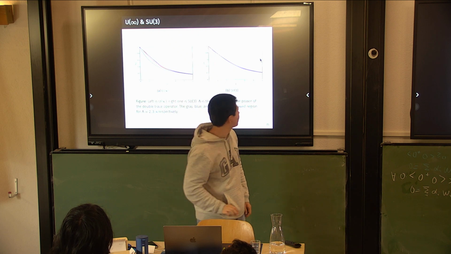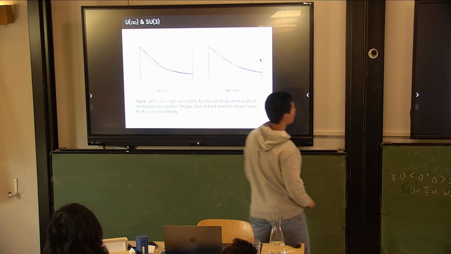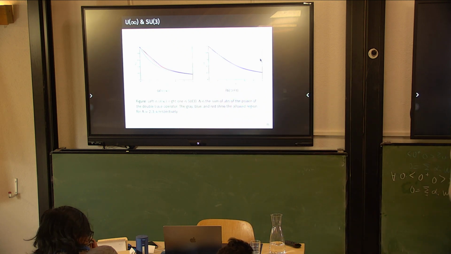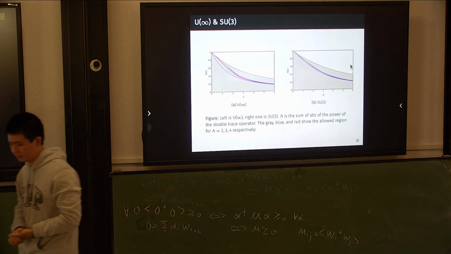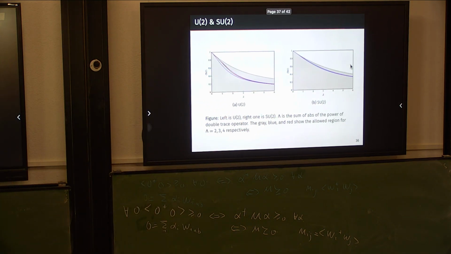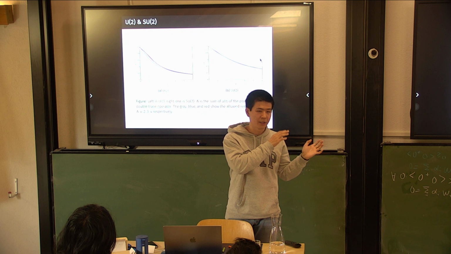for 2D Yang-Mills and 2D lattice Yang-Mills and this one matrix model. And this is U infinity and U3. So you see that the exact values, the black dashed line, are not coinciding with each other. And also U2 and SU2. SU2 is basically what we solved on the lattice, but this is just solving the one matrix model.